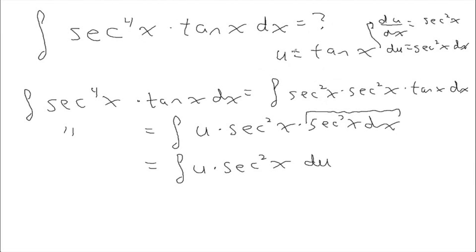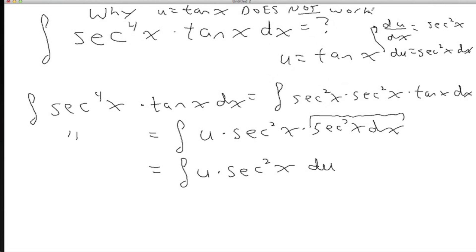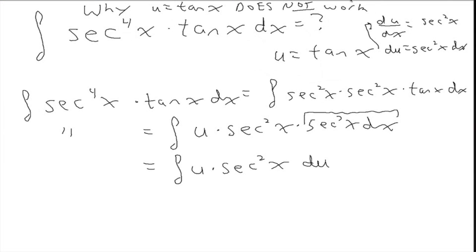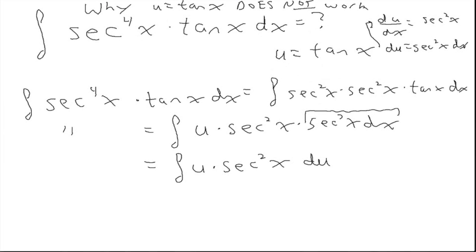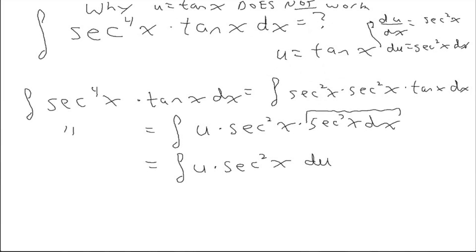So what I'm showing here is why this substitution, u equals tangent x, does not work. Instead, the substitution that did work was u equals secant x, because that allowed us to get rid of all the x's.